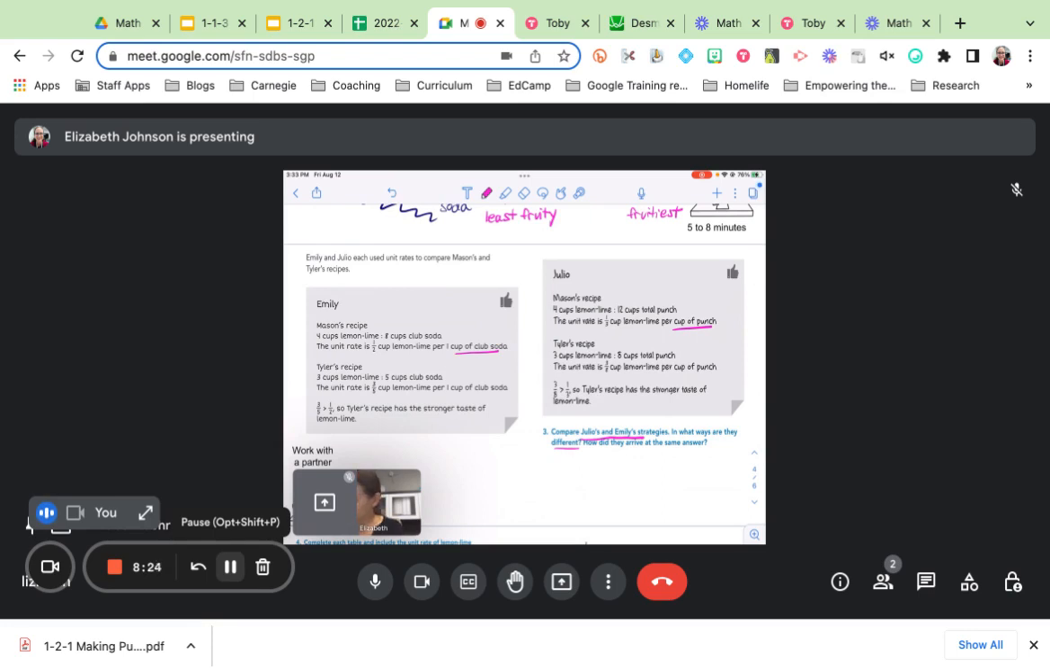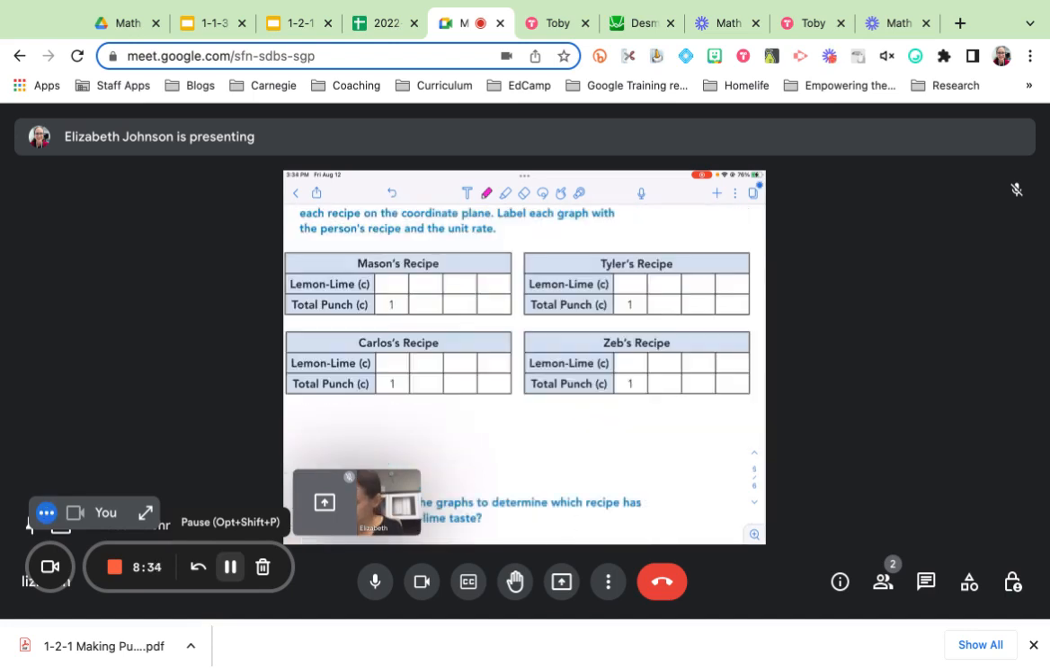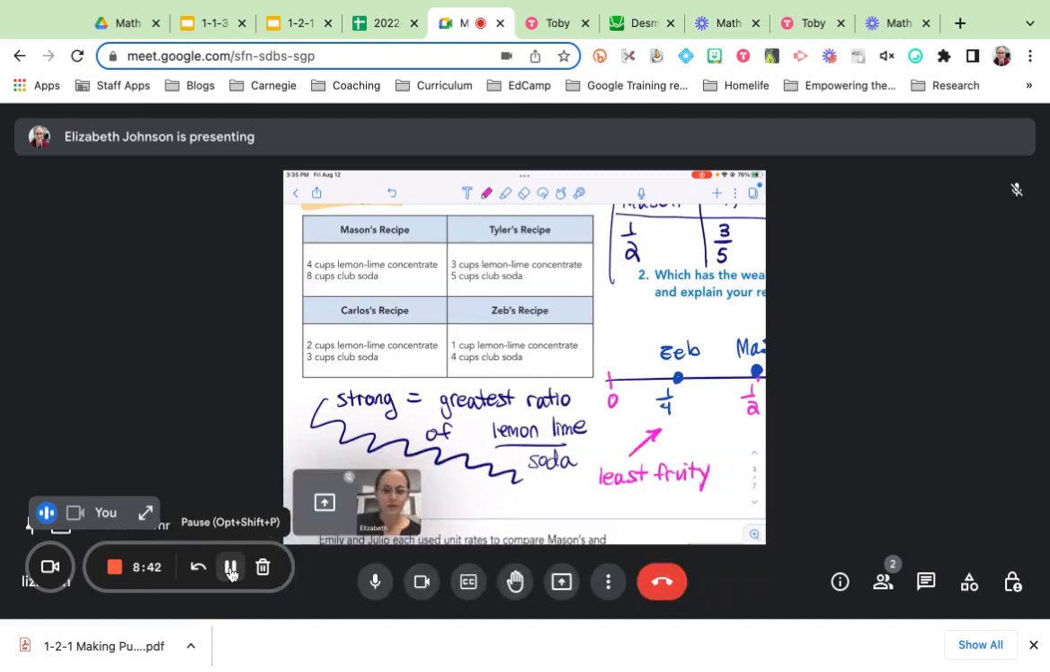In this next activity, we are going to use Julio's strategy. We're going to compare the lemon lime to the total amount of punch made. And that's what we're doing down here. So that's why our bottom row has the total punch, and our top row for each table has the amount of lemon lime. Now, in order to do that, we're going to need to know the ratio of lemon lime to the total for each of these 4 recipes.